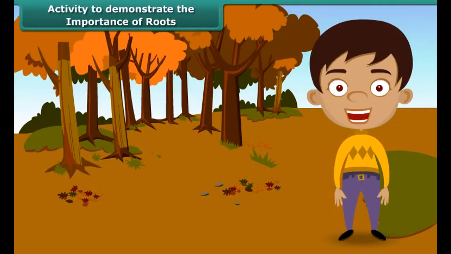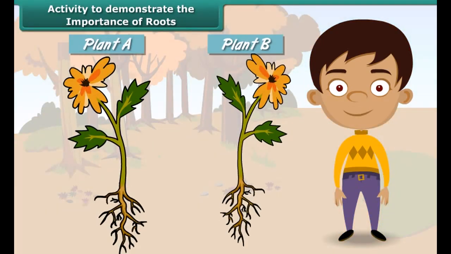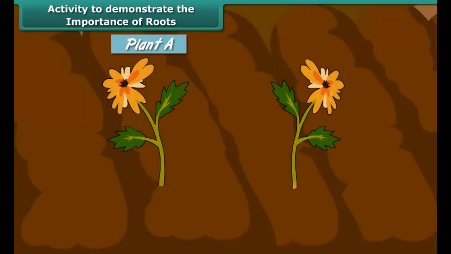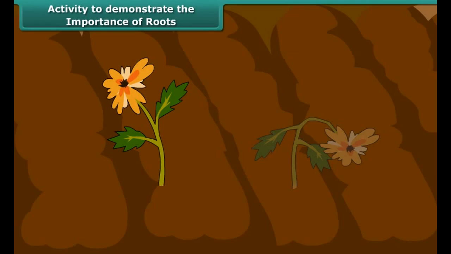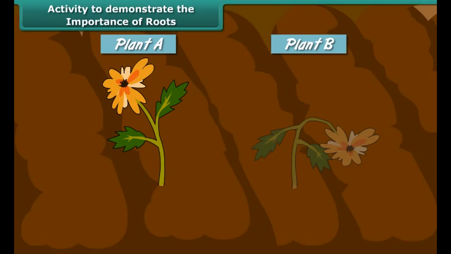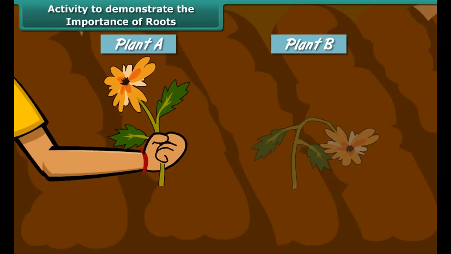Let us perform an activity to demonstrate the importance of roots in the life of a plant. Take two plants, A and B. Cut off the roots of plant B. Plant both the plants A and B in the soil and water them every day. After a few days, plant A appears as healthy as it was on the first day, whereas plant B appears wilted. This proves that roots absorb water and minerals from the soil and transport them to the other parts of the plant.